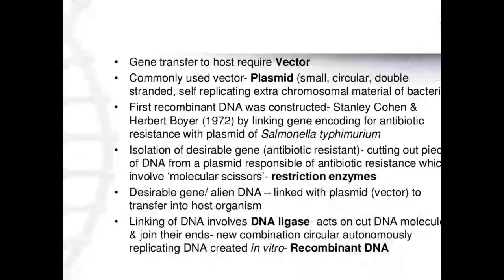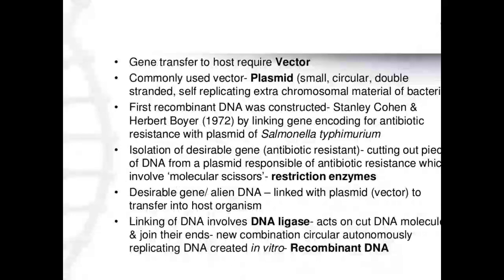Isolation of the desirable gene, and in the next step, the antibiotic resistant gene. After isolating this desirable gene from the host cell, we have to cut it into very small pieces of DNA from a plasmid that is responsible for the antibiotic resistance. This involves the molecular scissors, also known as the restriction enzymes, responsible for cutting the desirable DNA into small fragments.